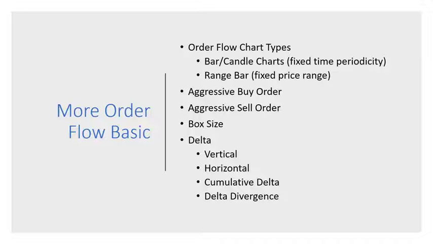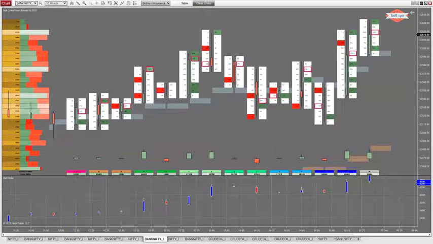Then we saw aggressive buy order and aggressive sell order. Let us again go back to the order flow chart. And we now know that aggressive buy orders will be plotted on the right side. Aggressive buy order is same as market buy order, and aggressive sell order will be plotted on the left side. So aggressive sell is nothing but market sell.